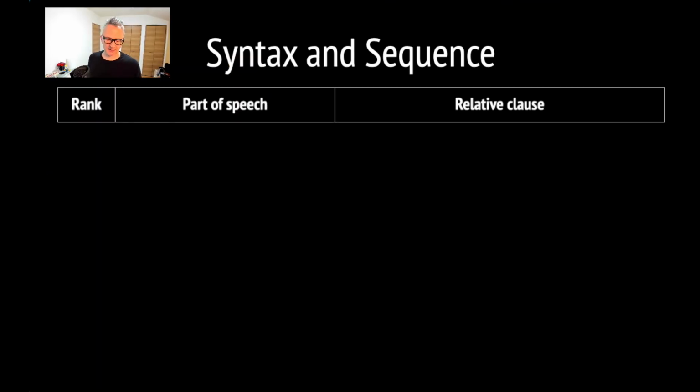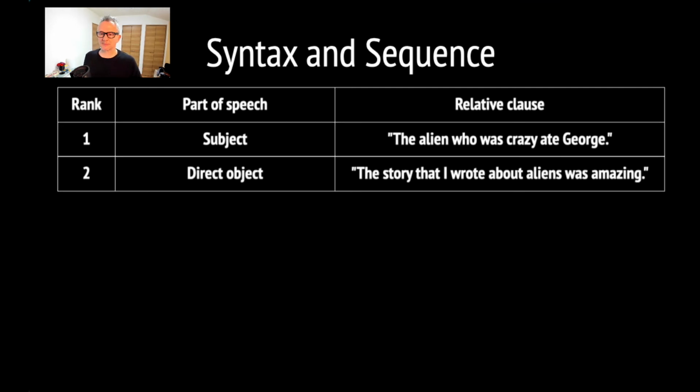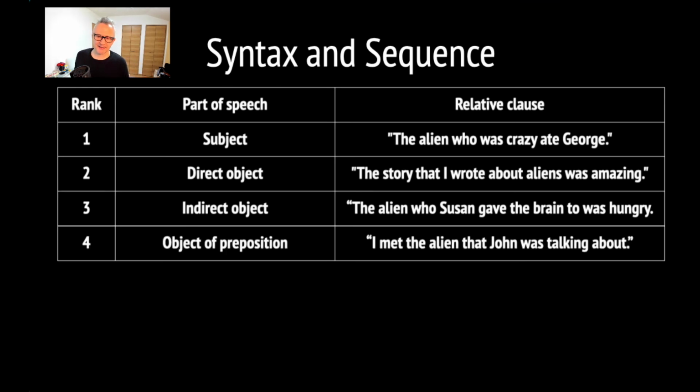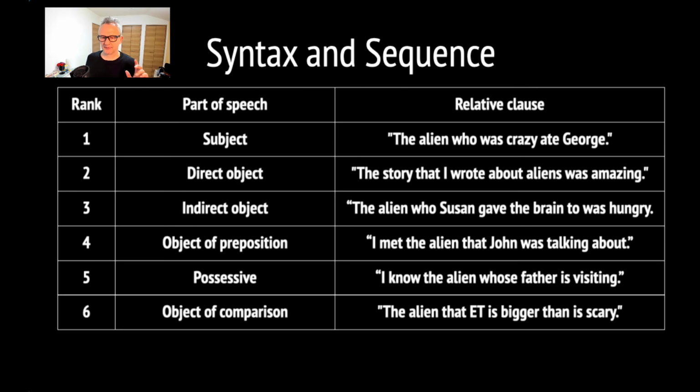So here are some relative clauses. The first is the relative clause with the subject. The alien who was crazy ate George. A relative clause with a direct object. The story that I wrote about aliens was amazing. The next one with indirect object. The alien who Susan gave the brain to was hungry. And object of a preposition. I met the alien that John was talking about. Possessive kind. I know the alien whose father is visiting. And the most difficult one and the rarest one, object of comparison. The alien that ET is bigger than is scary.